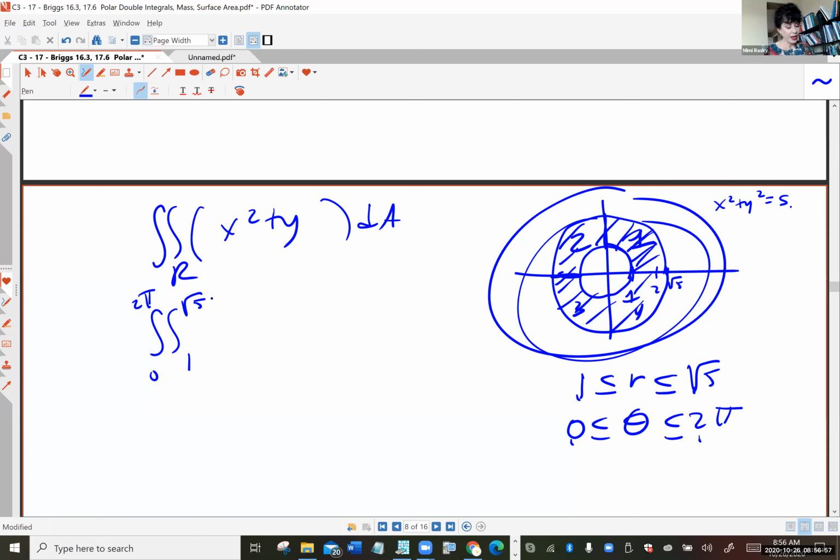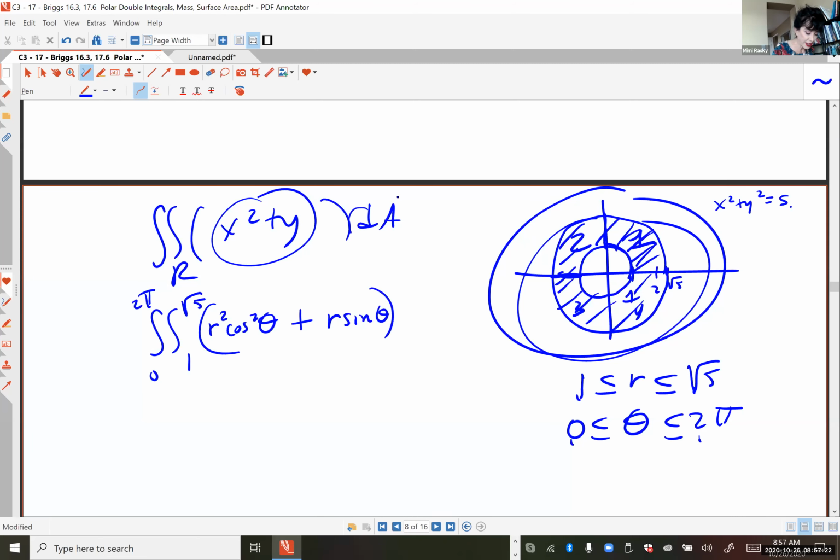Now here's the bummer. If this were x squared plus y squared, which it isn't, we could just go, oh, x squared plus y squared is r squared. Cool. But it's x squared plus y. So now you're going to use your conversion formulas where x is r cos theta and y is r sine theta. So x squared is r squared cos squared theta, and y is simply r sine theta. And then what's this area element? Be a pirate. R dr d theta.